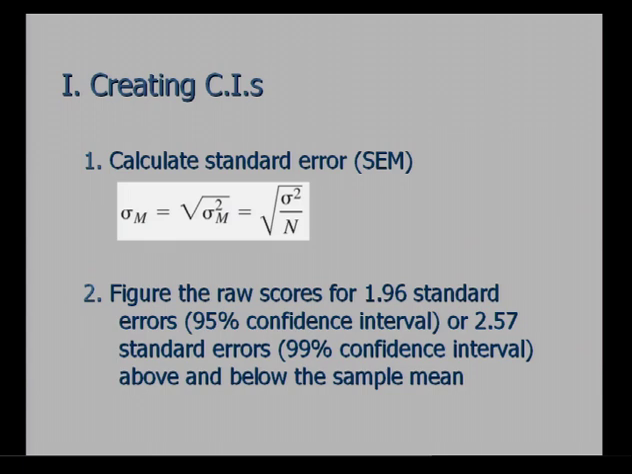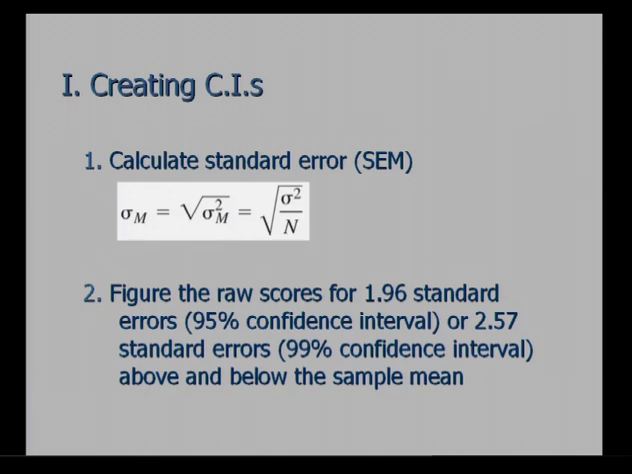So if you want to create a confidence interval, you need to first calculate standard error of the mean, which you know how to do. It's just standard deviation divided by the square root of n, or the square root of variance, which is standard deviation squared divided by n. So you take the square root of that too. You'll figure the raw scores from the 1.96 standard errors above and below the mean if you're doing a 95% confidence interval, or if you're doing a 99% confidence interval, then you'll use a 2.57 plus or minus z score. So do you remember where those scores came from? Or maybe we didn't talk about it, but do you recognize those scores?